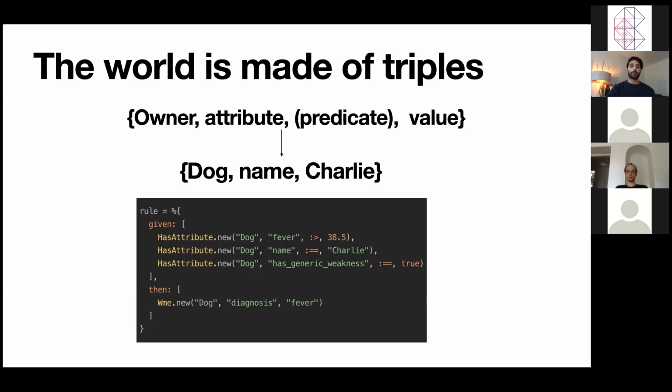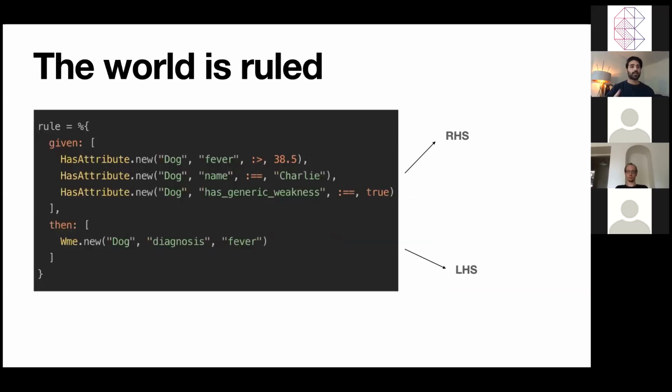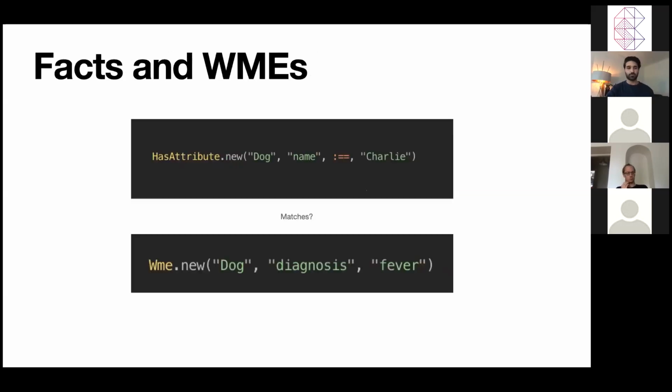So as we already said, the world is made of rules, which means that the right side infers the left side of a rule. So we have just given and then, and that's how we format them. And this is a perfectly valid production, so-called production or rule, that we can create and add into the algorithm. So we saw in more detail, we have facts and working memory elements. Those are nothing but structs in the Retex algorithm.